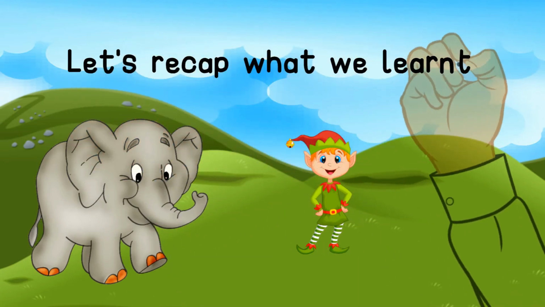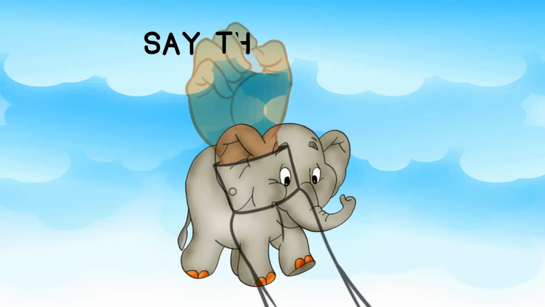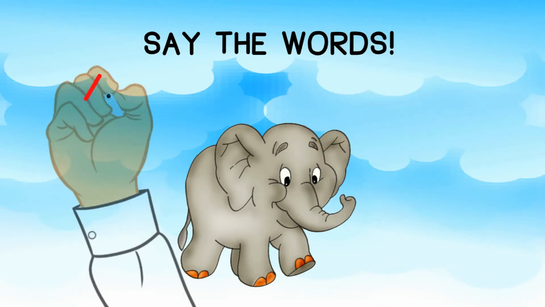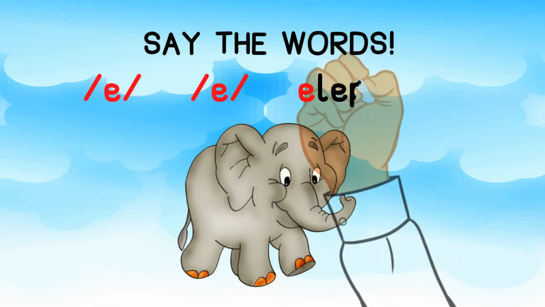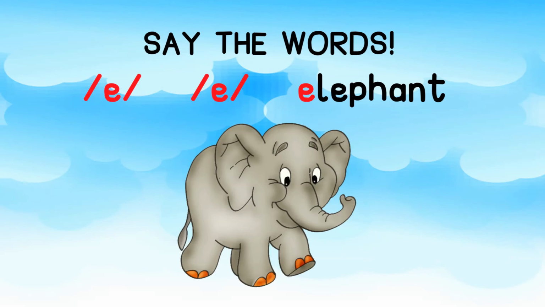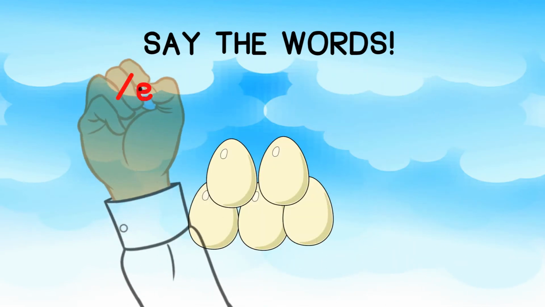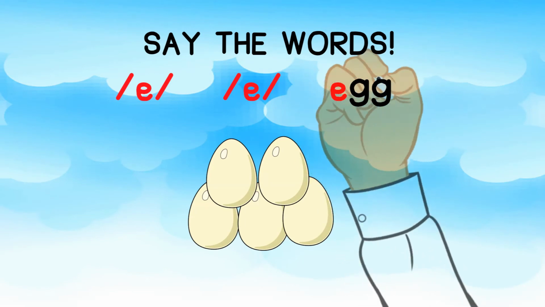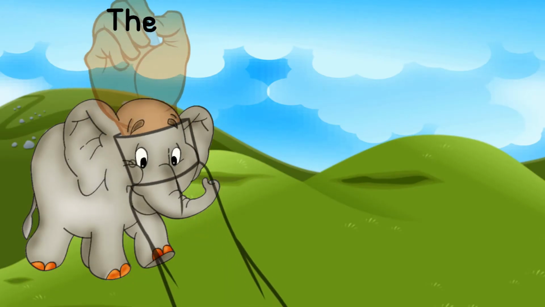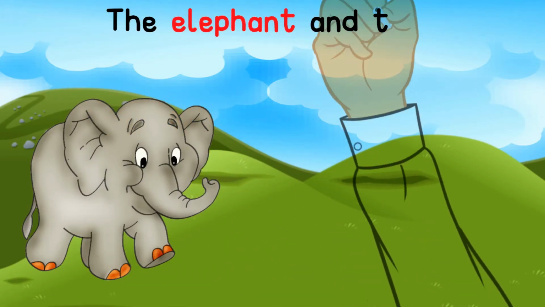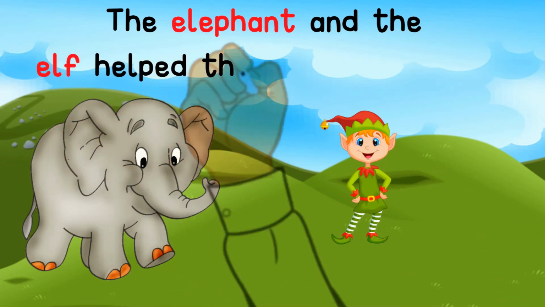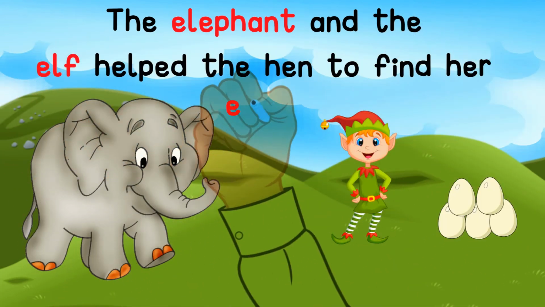Let's recap what we learned. Say the words. Elephant. Elf. Eggs. The elephant and the elf help the hen to find her eggs.